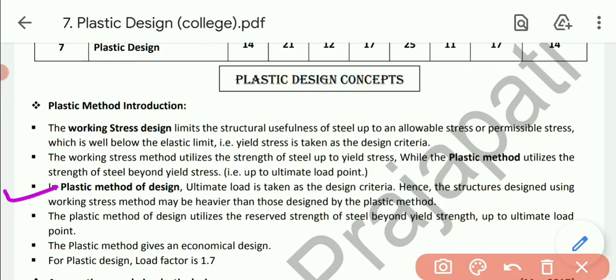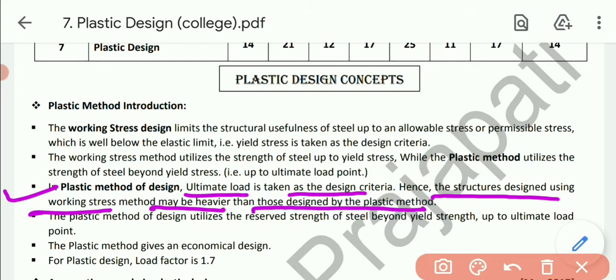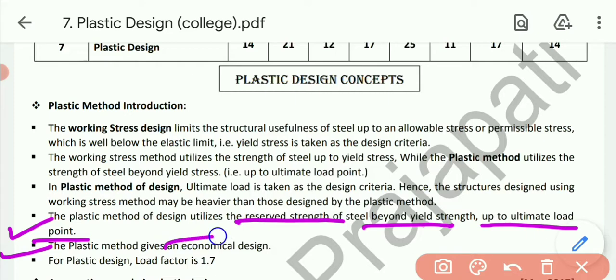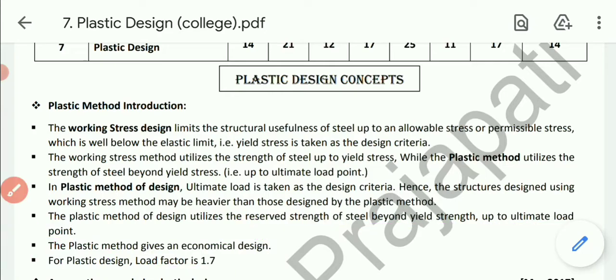In the plastic method of design, ultimate load is taken as a design criteria. Hence, the structures designed using the working stress method may be heavier than those designed by the plastic method. Obviously. Then the plastic method of design utilizes the reserve strength of the steel beyond the yield stress, as we discussed in the previous statement, up to the ultimate load point. So the plastic method gives an economical design, and for the plastic design the load factor is taken as 1.7. So this is the introduction of the plastic method.